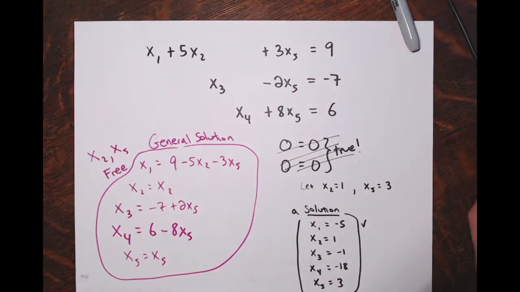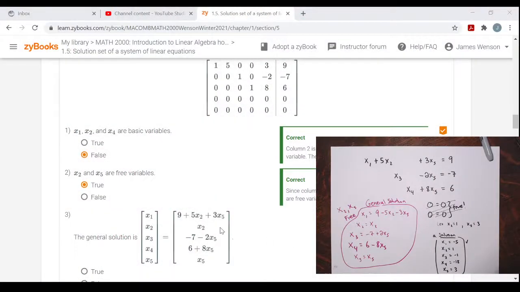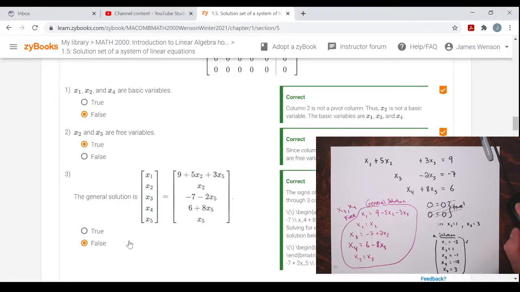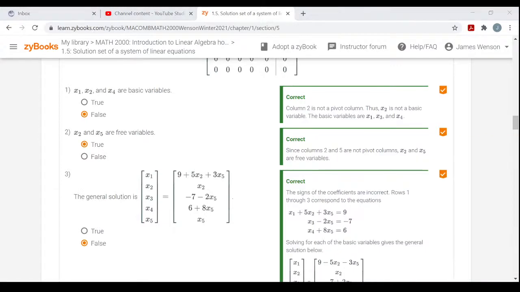Okay. Now looking back at the activity, no, this is not it. Now remember, we had 9 minus 5x2, and negative 7 plus 2x5. This is not the general solution here. The signs are all wrong, as you can see on my paper on the lower right portion of the screen there.